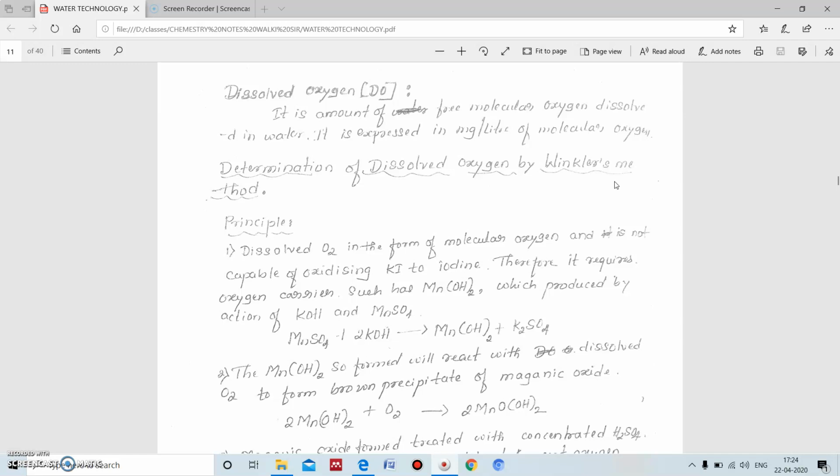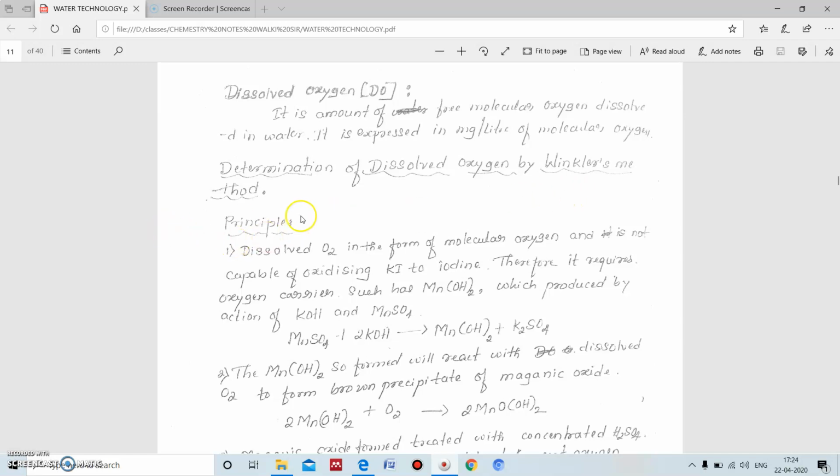In Winkler's method, the dissolved oxygen is determined in terms of iodine. However much dissolved oxygen is there, that much iodine is produced. And that iodine is made to react with standard sodium thiosulfate solution, using starch as an indicator.